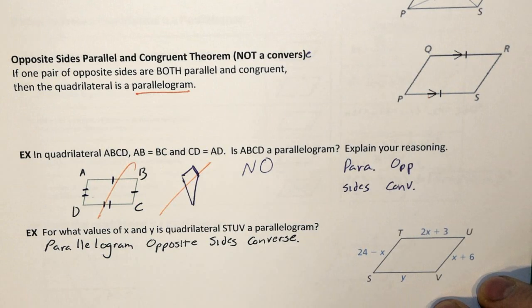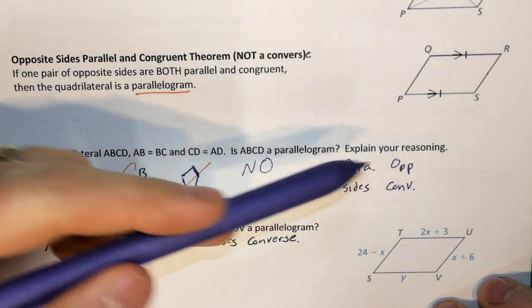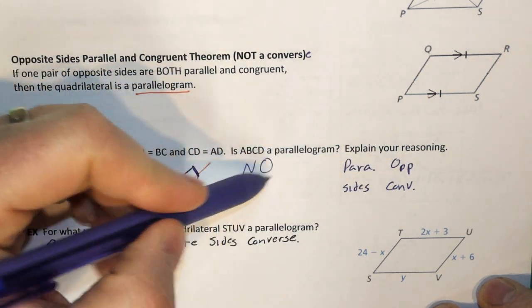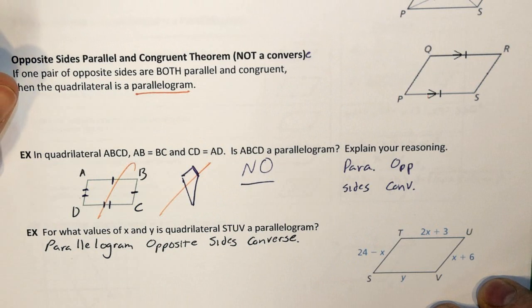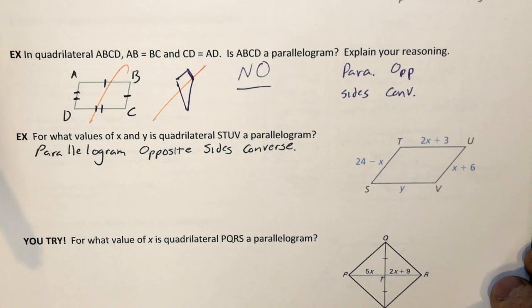If you've had Mr. Slomka before, you know I love to simplify or abbreviate these theorem names, and so I've done that right here. Parallelogram opposite sides converse is going to tell us that no, this is not going to be a parallelogram. All right, let's do another one. So our next one right here is an example that is always nice to do.